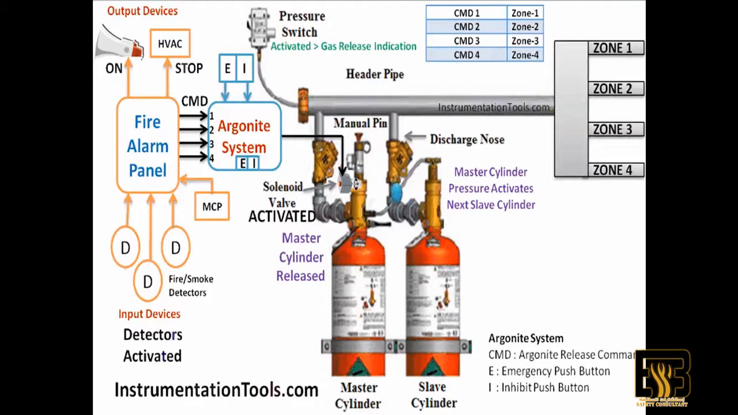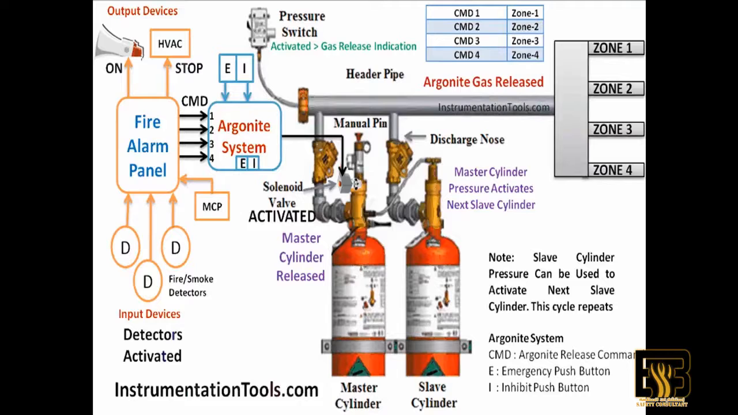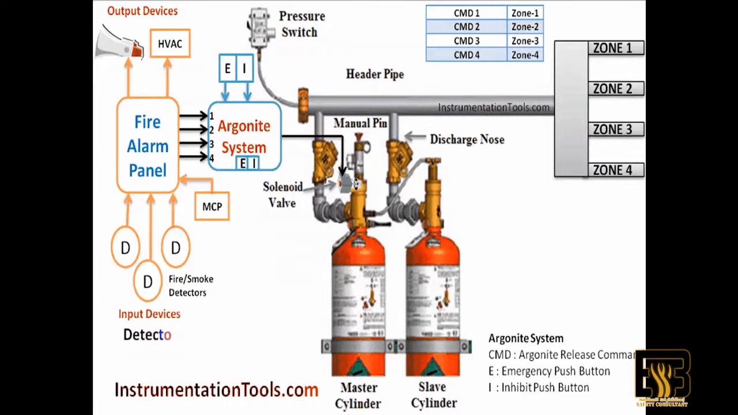Inhibit push buttons are generally installed nearer to the Argonite system or respective zones. Inhibit push buttons are provided on the Argonite panel also, as shown in the animation. Say inhibit is not given, and after the time delay, the Argonite system activates the solenoid valve on the master cylinder.